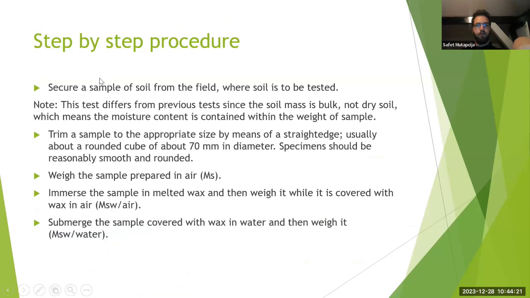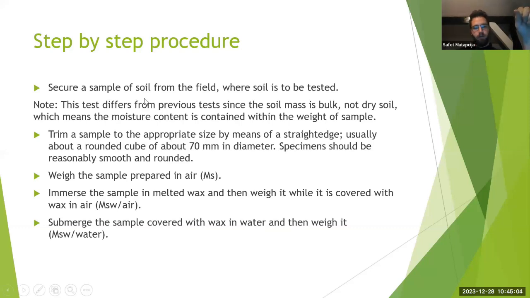This test differs from the previous test since its soil mass is bulk, not a dry soil. So that's the main difference, because here you're weighing the full soil with water inside and the air inside. You're not going to dry it, which means the moisture content is contained within the weight of the sample. Really simple. For the soil solids we need to dry it before, and for the unit weight you're going to have it as it is in nature. That's the reason why we're going to use this one more in your calculation than just soil solids.